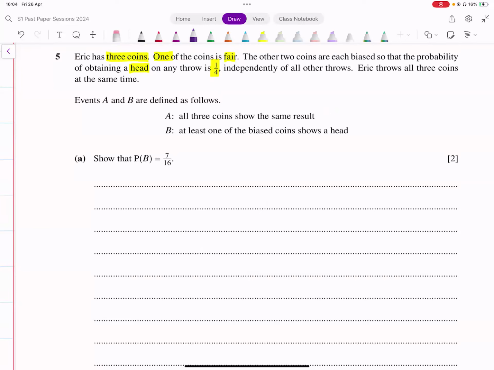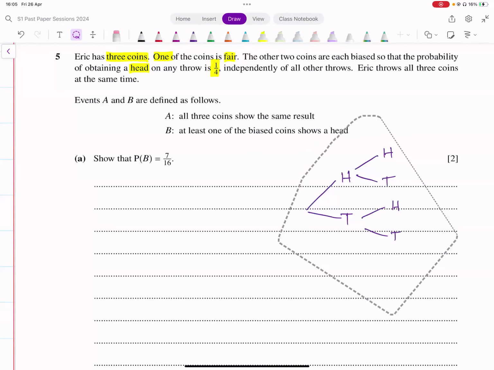So there are 3 coins. Let's say the first one is fair. Heads, tails. These are 2 possibilities. And the second one also has 2 possibilities, heads or tails, heads or tails. And the third one has 2 possibilities as well. This is what the tree diagram would look like.